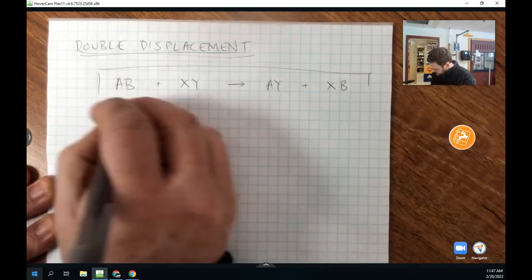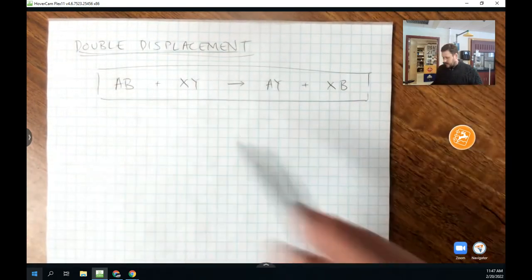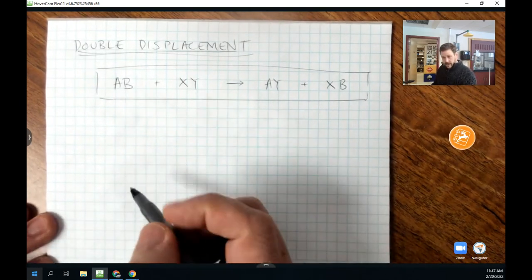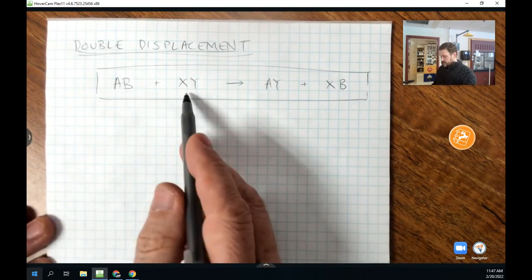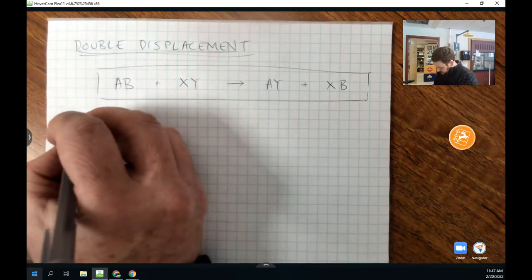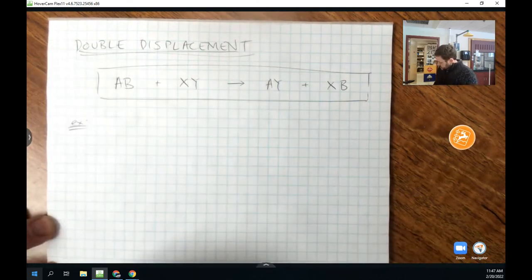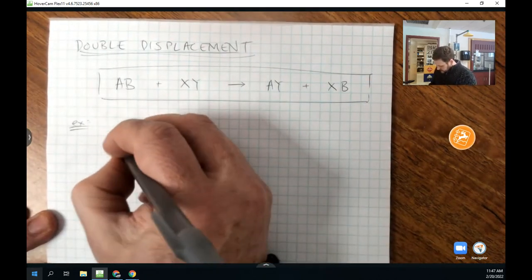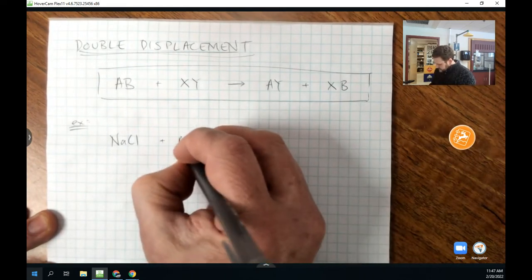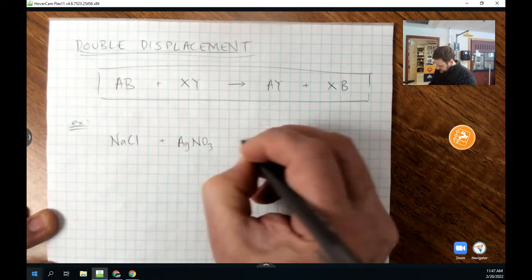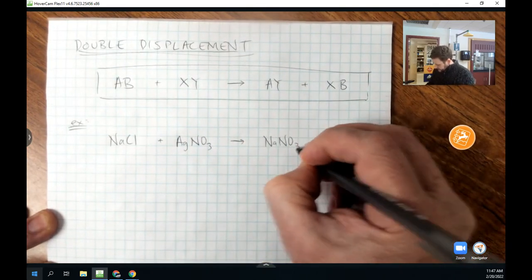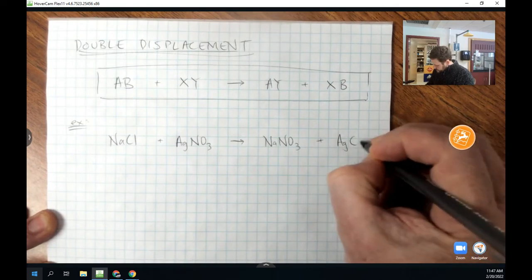So you can see, you could think about it as A and X swapping places, or you could think about it as B and Y swapping places. And these are often ionic compounds, and there may be polyatomic ions involved. Examples would be, for instance, this double displacement reaction, sodium chloride and silver nitrate, yielding sodium nitrate and silver chloride.